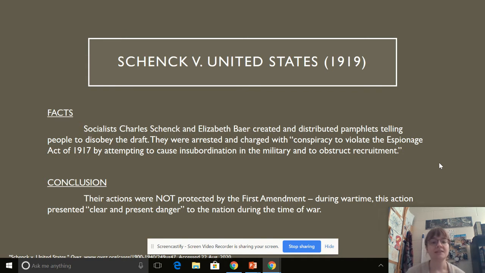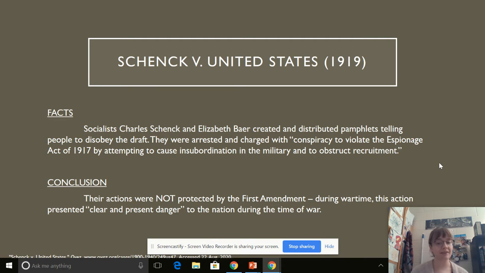This was in 1919. Basically, there were 2 socialists who didn't agree with the fact that the draft had been instated for World War I, and they were distributing pamphlets telling people, hey, don't go if you're conscripted. Don't join the draft. They were arrested and charged with conspiracy to violate the Espionage Act of 1917. They were saying basically that their pamphlets were designed to cause distress and interrupt the operations of the army, essentially. They went the whole way up to the Supreme Court. They kept fighting it. And the Supreme Court actually said that their actions were not protected.